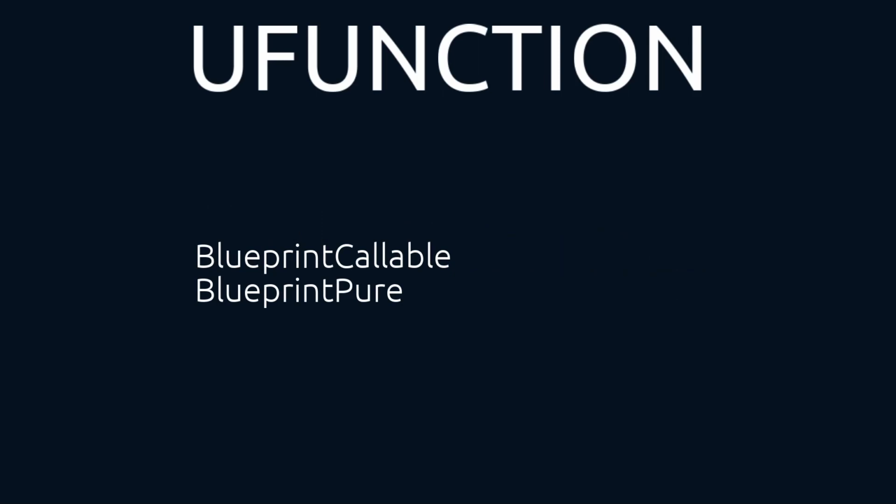In this episode we will look into the UFUNCTION macro and cover the following specifiers: BlueprintCallable and BlueprintPure. What are the use cases now for those two specifiers? It's pretty simple. If you want to be able to call native C++ functions from the blueprint, we use one of those two specifiers. So using them exposes our functions to the blueprint.